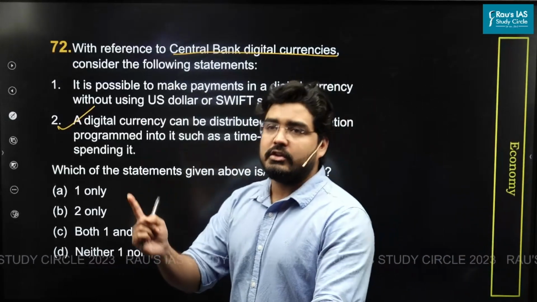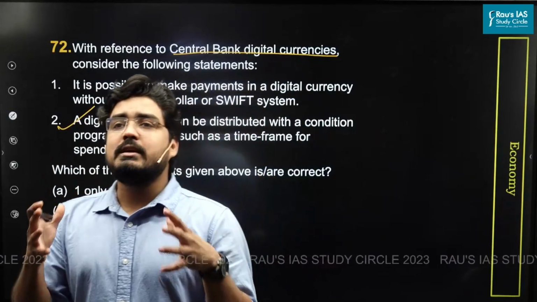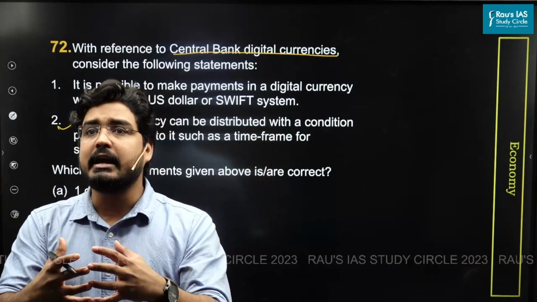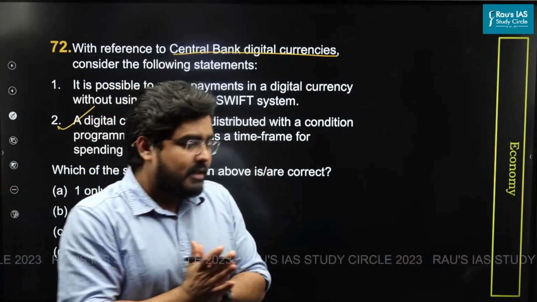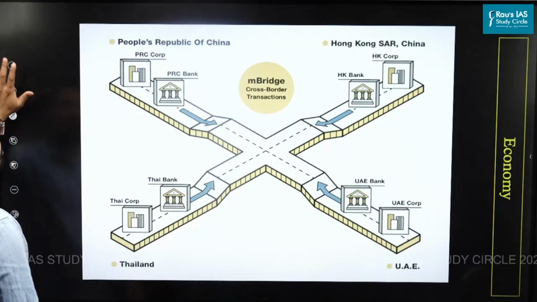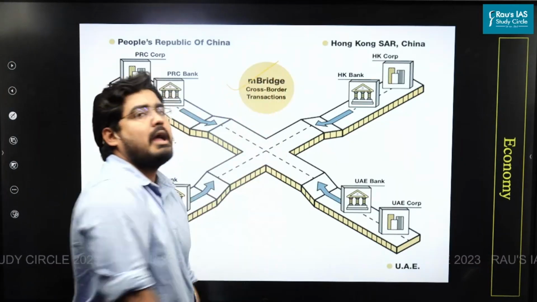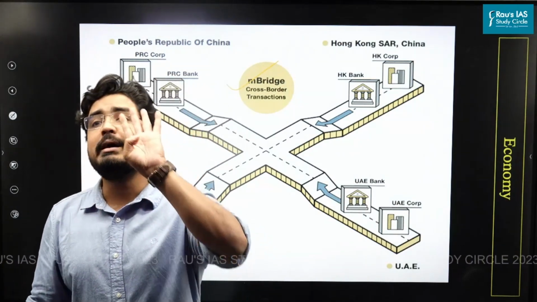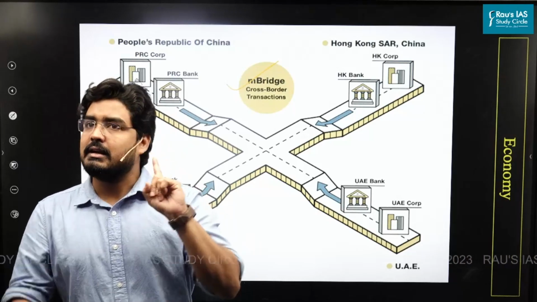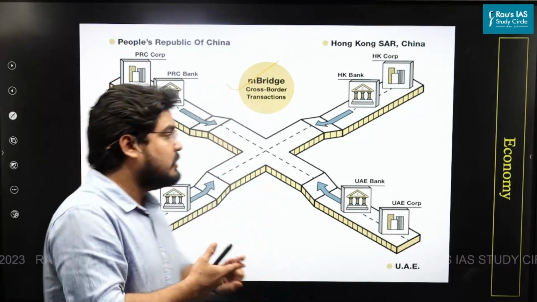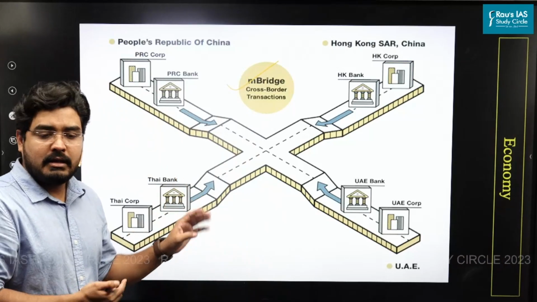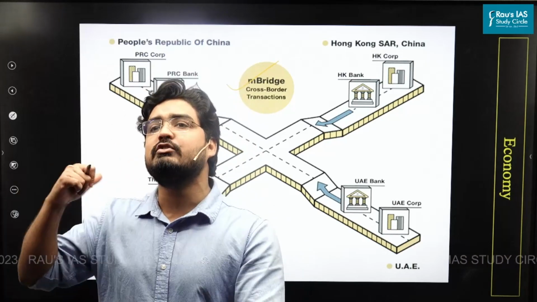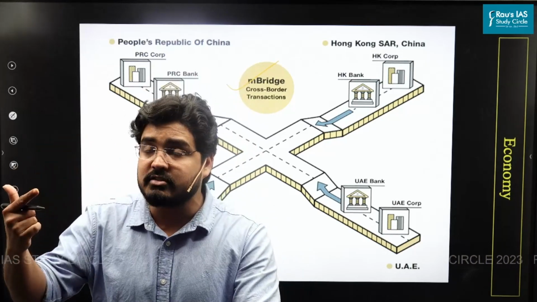To overcome this challenge, a common CBDC established through collaboration between three or four central banks can be used. There is an example to it: mBridge. mBridge is a multiple CBDC or a common CBDC established by the central banks of four economies: China, Hong Kong, UAE, and Thailand. This enabled them to undertake cross-border transactions without involving any SWIFT mechanism or any currency exchange risk.